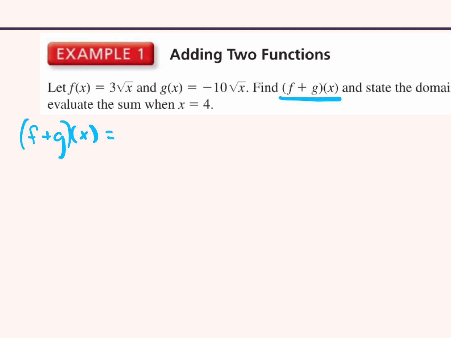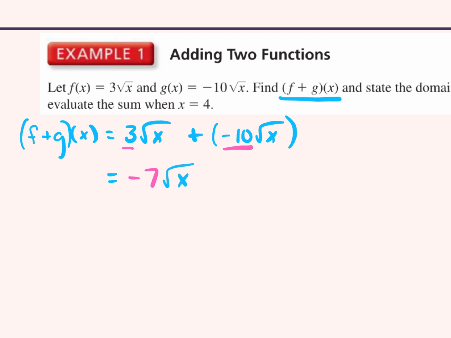So we're just adding our two functions together. Take f of x, so 3 square root x, plus g of x, which is -10 square root x. Can I add these together? I have the same variable part, so I can add them together. How would I add? Just combine the coefficients. So what's 3 plus negative 10? Negative 7, and the variable part stays the same. So negative 7 square root x.